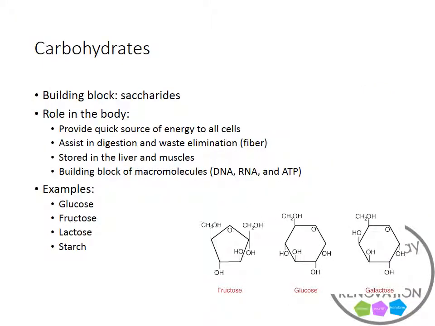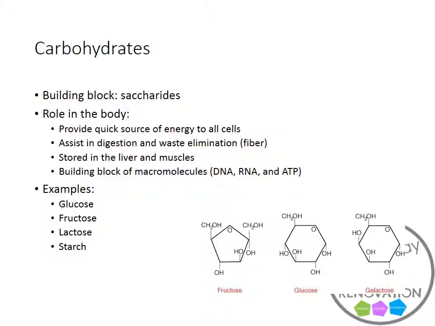So carbohydrates, these macronutrients are made up of saccharides, or also called simple sugars. These simple sugars provide a quick source of energy to every single cell in the body. In the form of fiber, carbohydrates can assist in digestion and waste elimination. Saccharides, or simple sugars, are stored in the liver and muscles as glycogen. And saccharides are also building blocks of macromolecules such as DNA, RNA, and ATP.